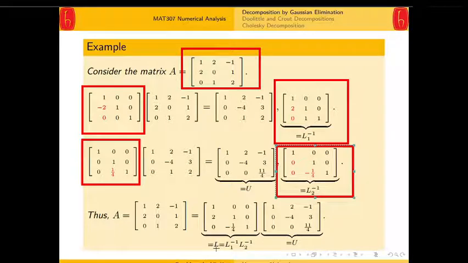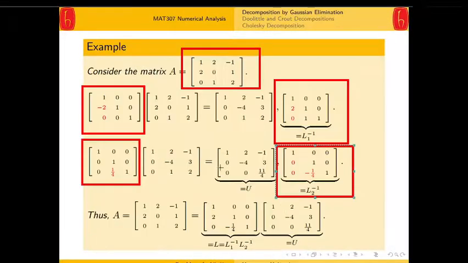So we can say L is equal to what? L1 inverse times L2 inverse will give us the matrix L. This way, if we note the inverse of the L matrix immediately at the same point, we don't have to multiply them and then find the inverse. We just perform the operations immediately at the very same point. So L1 inverse times L2 inverse will give us the lower triangular matrix L.